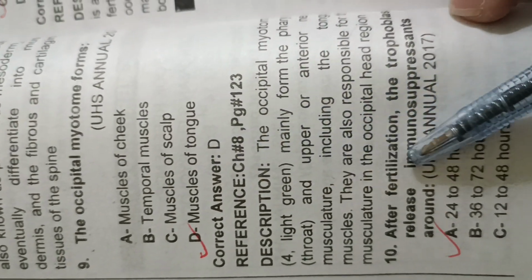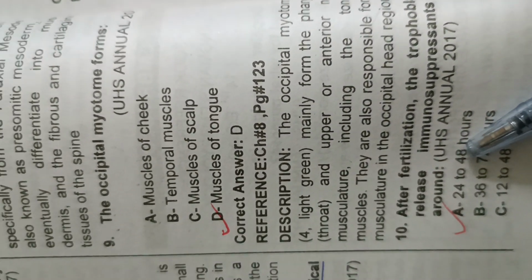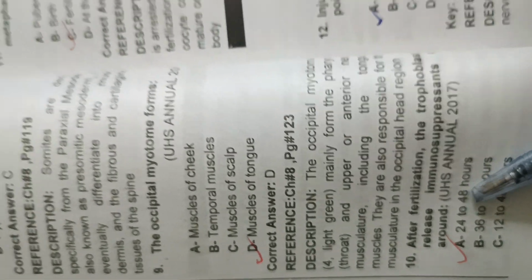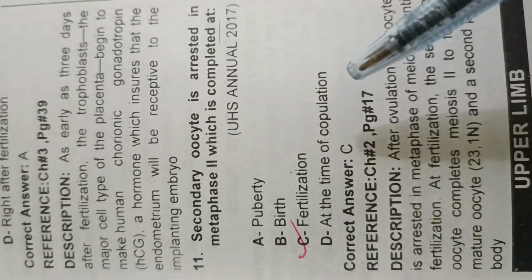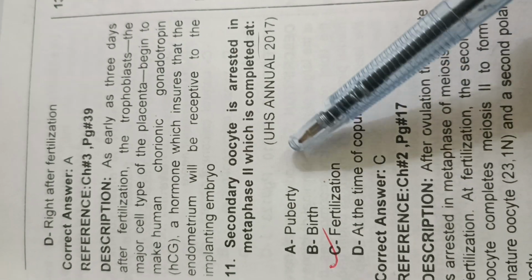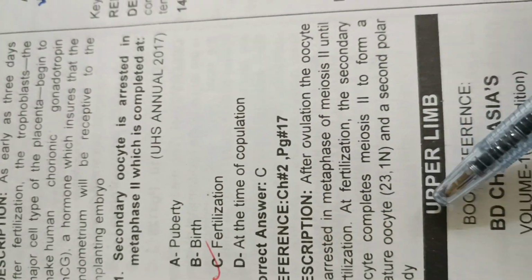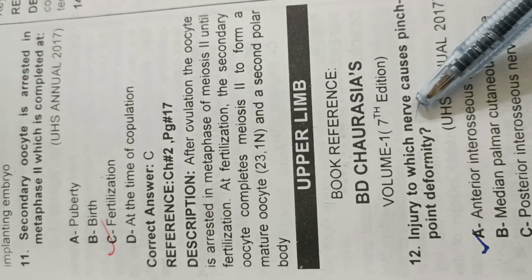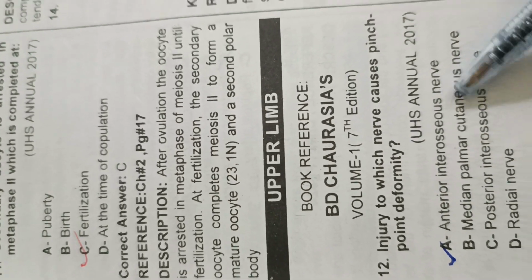The occipital myotome forms muscles of the tongue. After fertilization, the trophoblast release immunosuppressants around 24 to 48 hours. Secondary oocyte is arrested in metaphase 2, which is completed at fertilization. Injury to which of the nerve causes pinch point deformity? Anterior interosseous nerve.